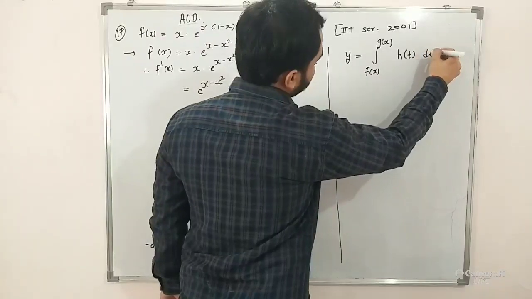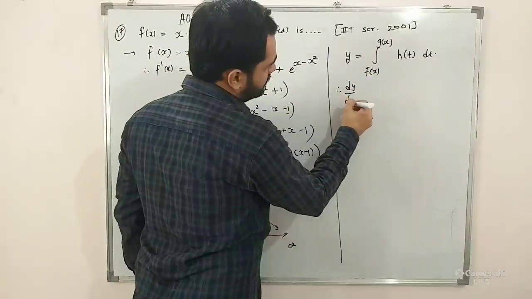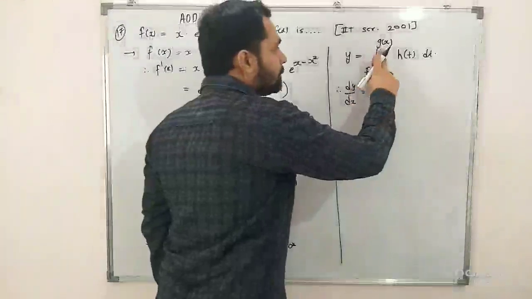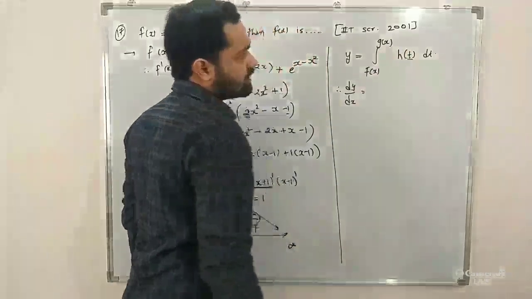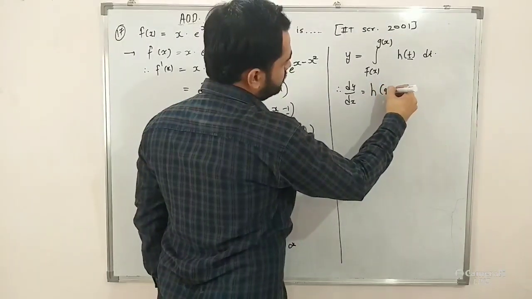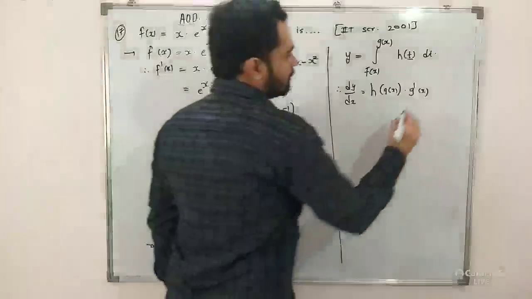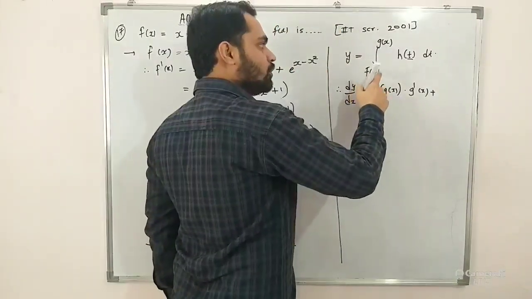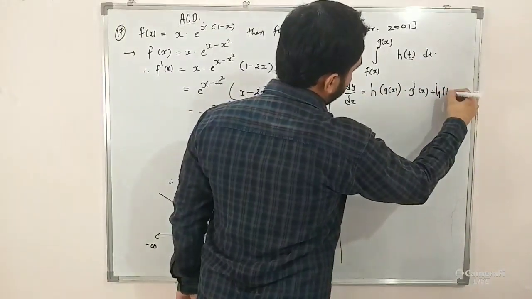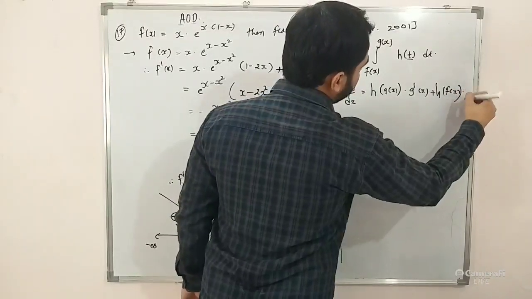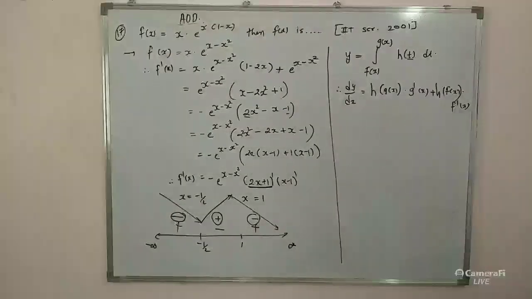Now I have to take its derivative, so dy by dx. What does the Newton-Leibniz rule say? Substitute the upper limit into the function, that is, replace the value of t with g of x. So h of g of x into the derivative of the upper limit, plus substituting the lower limit into the function, that is h of f of x, into multiplying the derivative. Substitute the upper and lower limits and multiply. So it is very easy to understand.